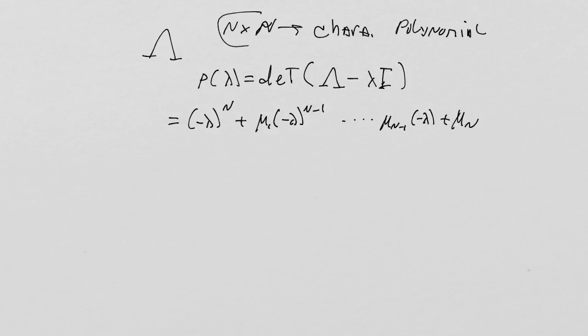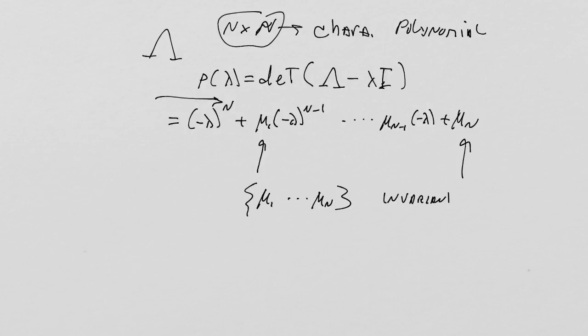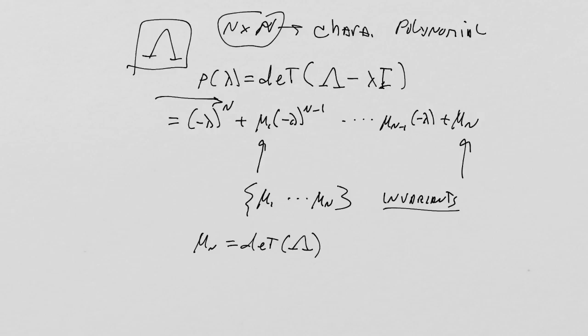If you have an n by n matrix, you're going to have an nth degree polynomial, and that'll be the characteristic polynomial. The point is that all of these numbers, mu1 all the way through mu n, are invariants. So this linear transformation will always have these invariant numbers associated with it, and it'll always have n different invariant numbers. The last invariant number is in fact the determinant of lambda. So the determinant of lambda is one of these invariants.